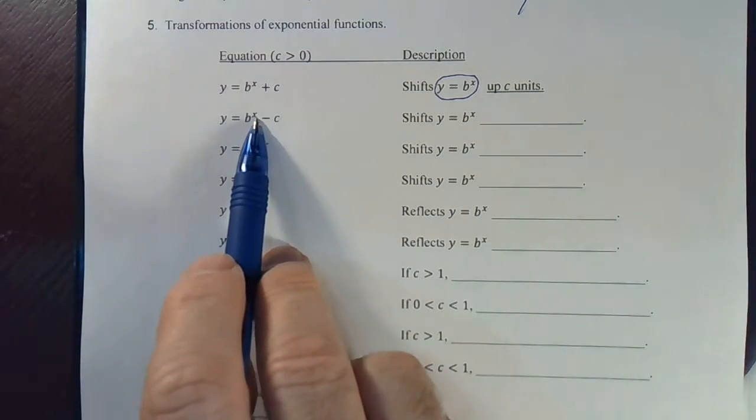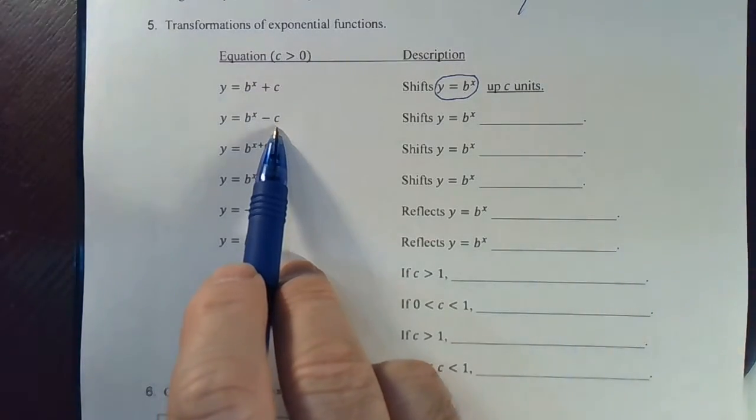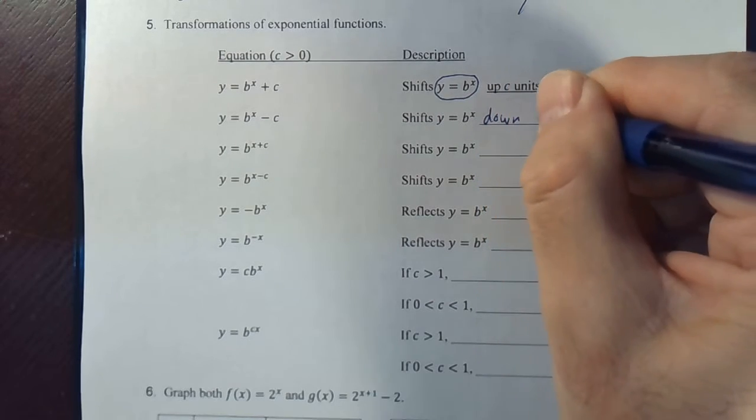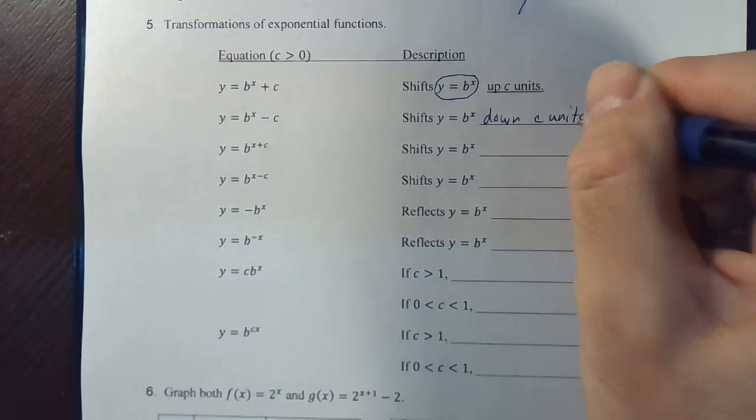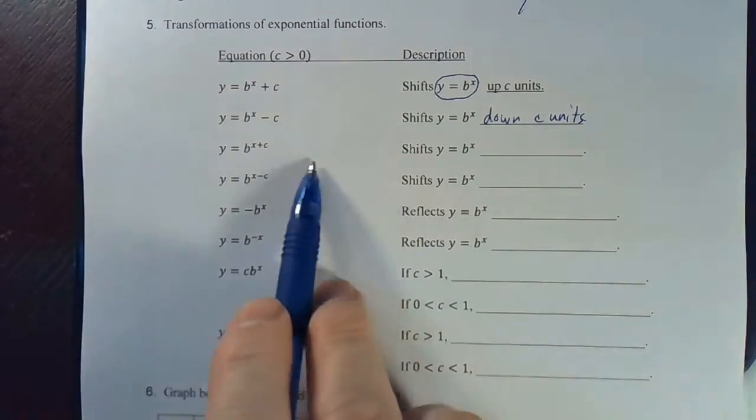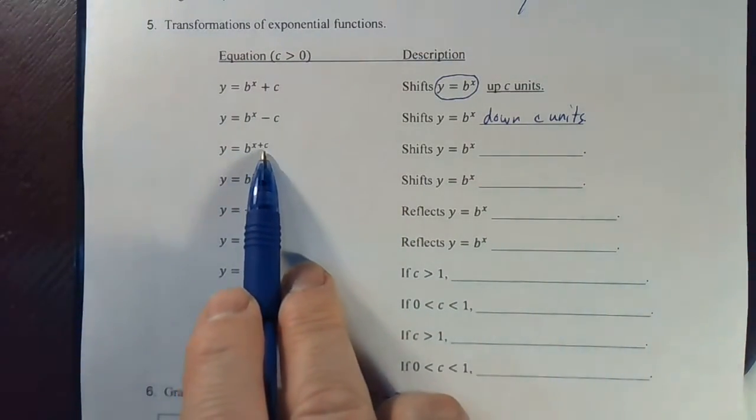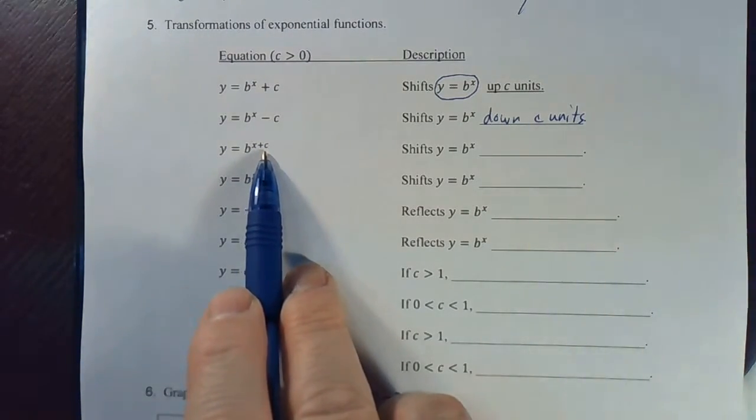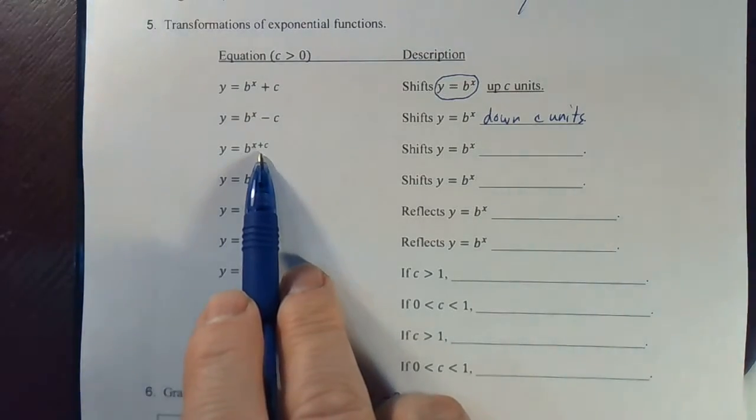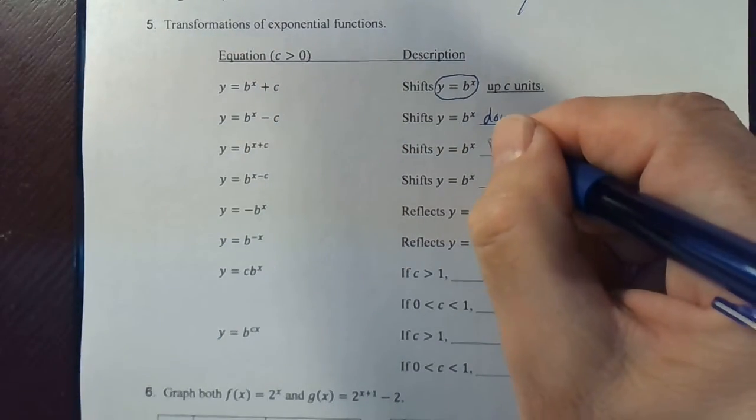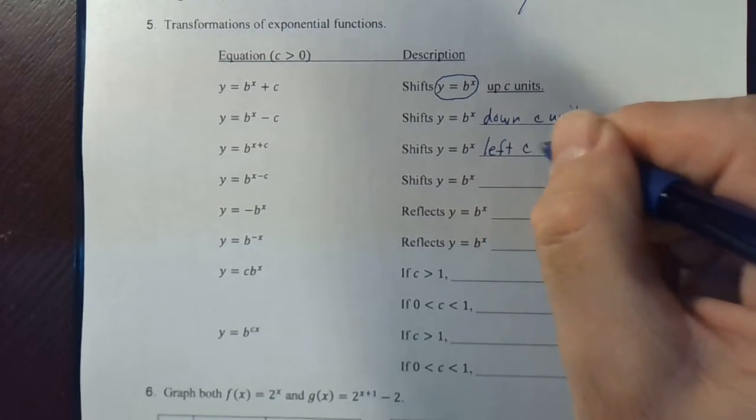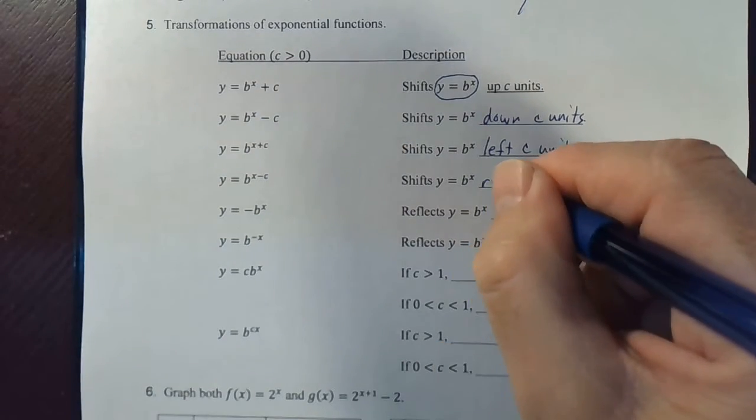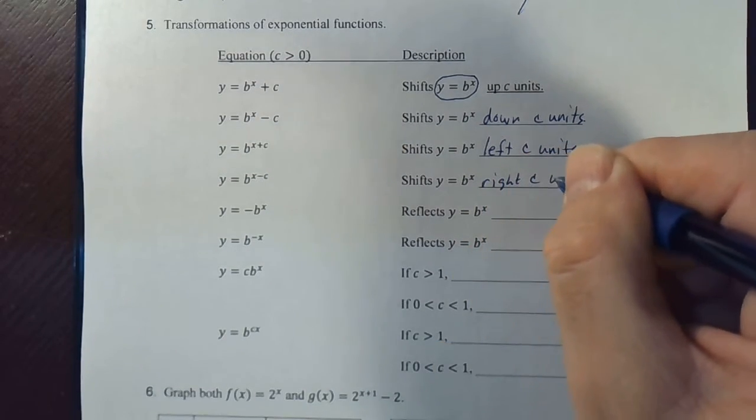Well, if you put a minus c at the end of it, that makes the height go down by c units. So down c units. And if we replace x with x plus c, which way does it shift it? Remember, it's kind of the opposite of what you might expect. It goes to the left c units. Left c units. And x minus c shifts it right c units.